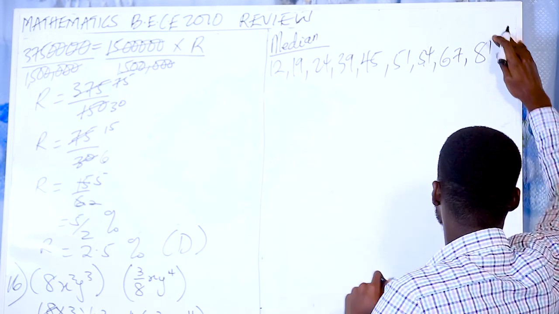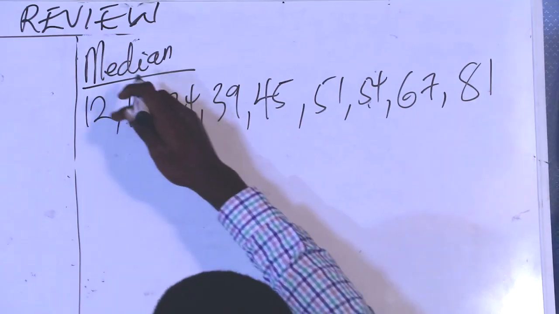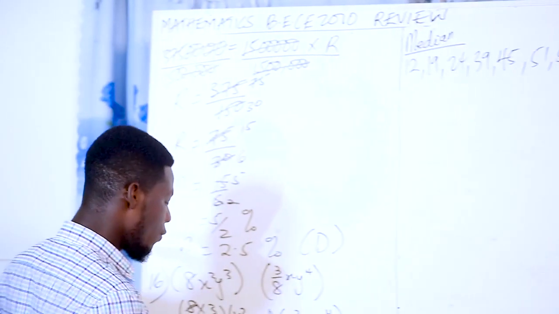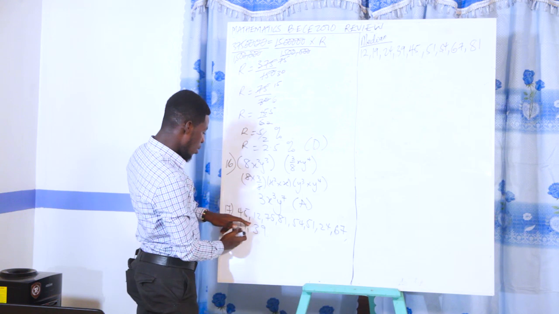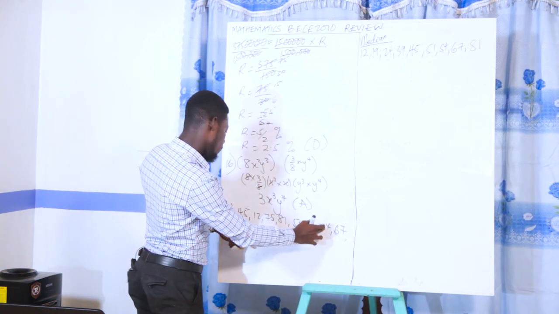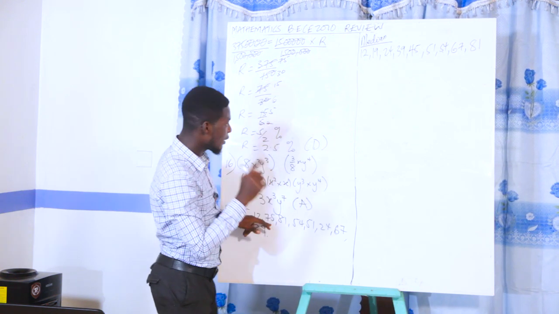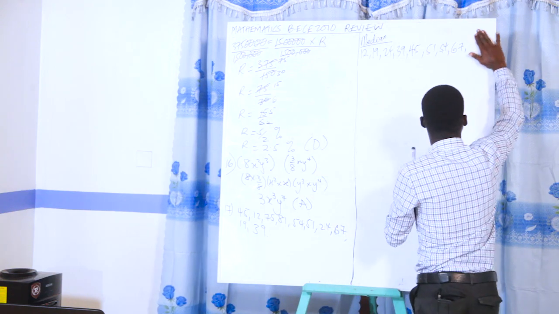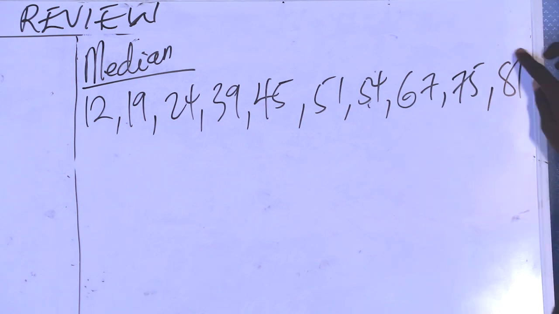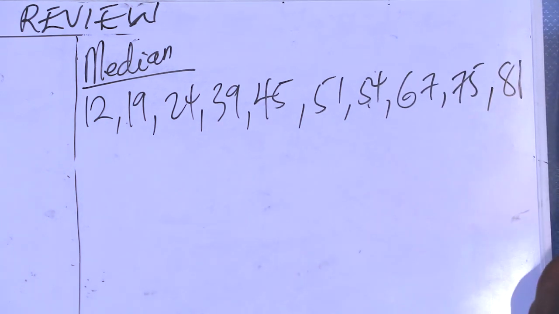Let's count and make sure it's still up to 10. 1, 2, 3, 4, 5, 6, 7, 8, 9. So we missed 1. Let's go back and check. We have 12, 19, 24, 39, 45. All right, so 75 is missing. So 75 comes before 81. So 75 and 81. All right, so these are the data arranged in the correct order.